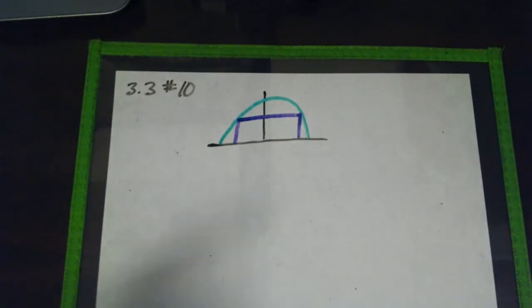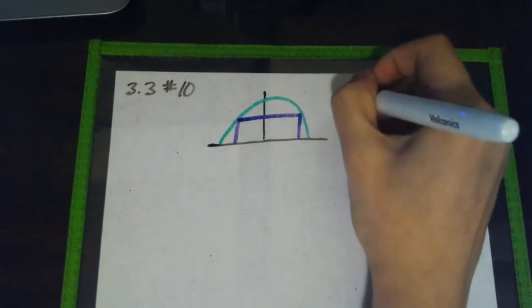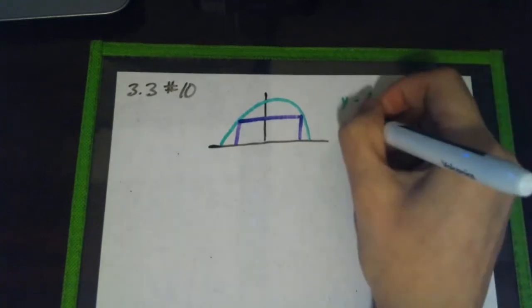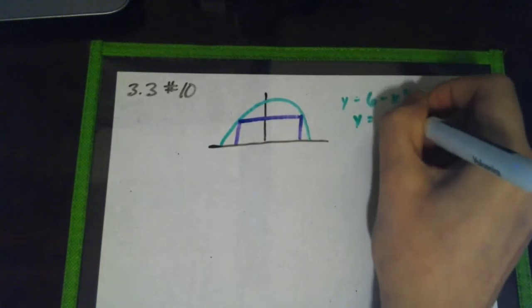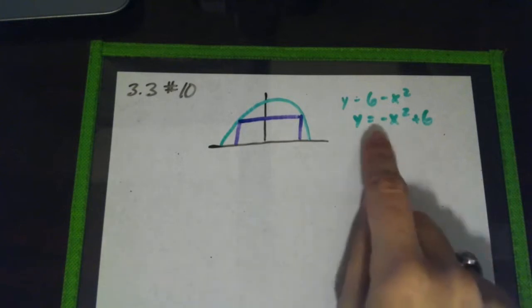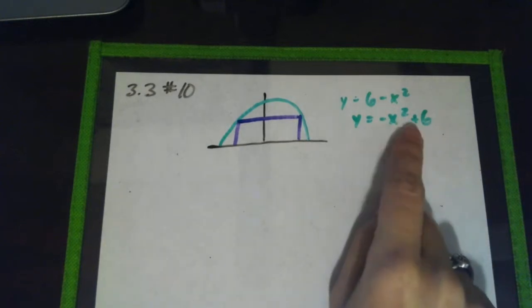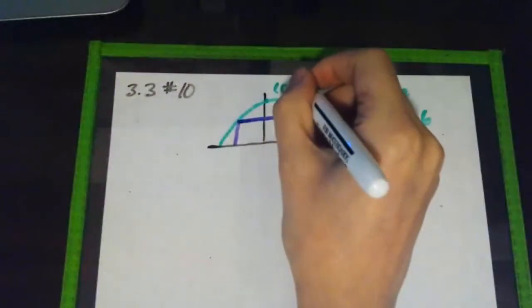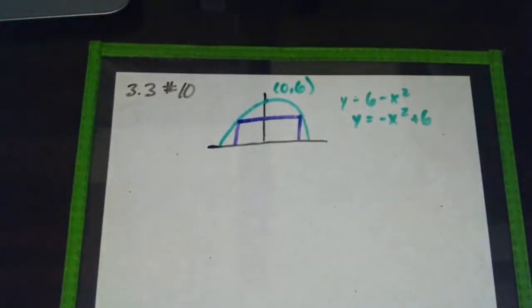Keep in mind that the formula for this parabola is y equals 6 minus x squared. If we rewrite that, that's negative x squared plus 6. So this is a regular old x squared parabola with a vertical reflection and moved up 6. So this top point is at (0, 6). So we know the rectangle is at least going to be shorter than that.